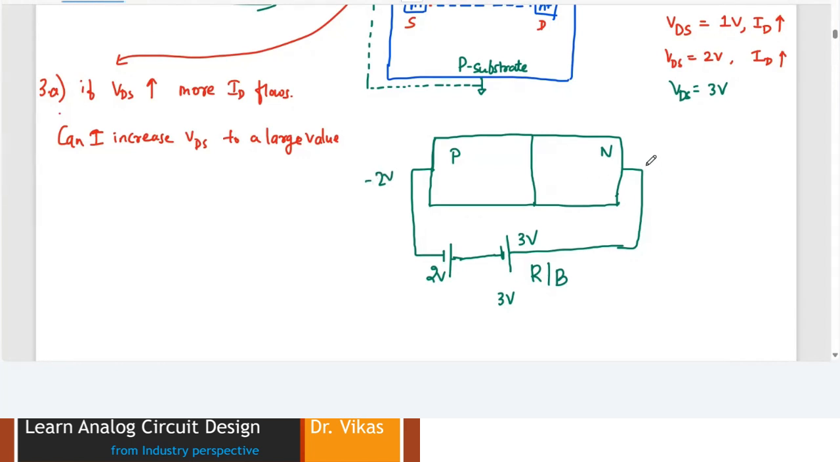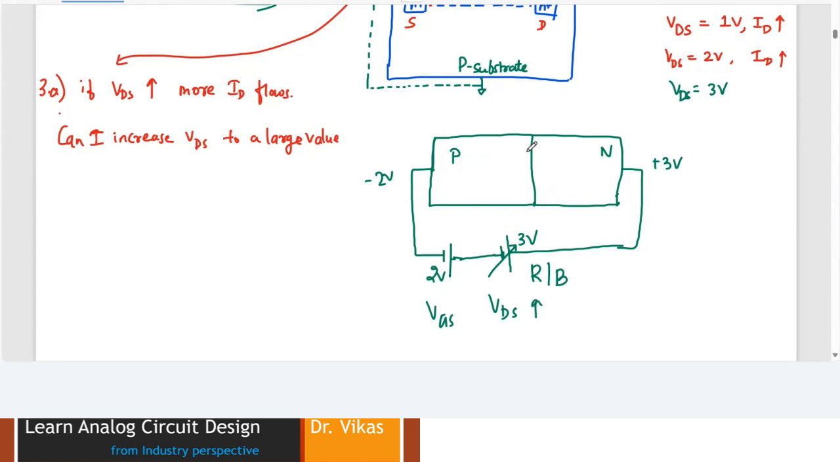And here it is plus 3 volt. Whatever may be the voltage, ultimately it is reverse bias, because the P side is at a lower potential and the N side is at a higher potential. And anyhow, this you are not increasing, you are increasing only this voltage. This is varying, because this is already fixed. This is your VGS and this is your VDS, and you are increasing this VDS.